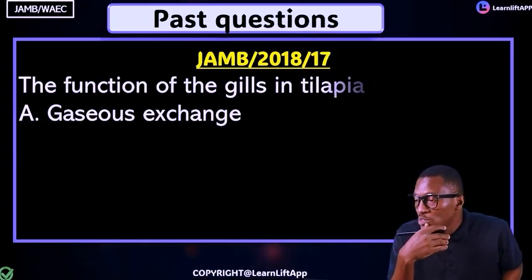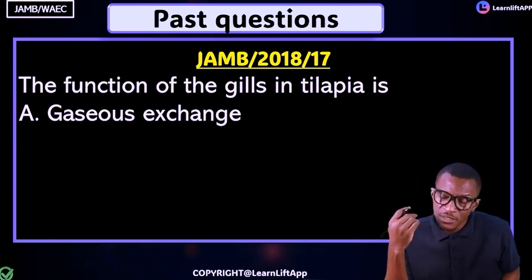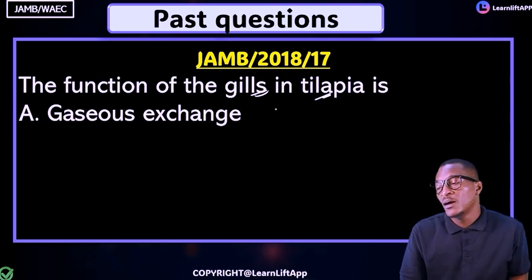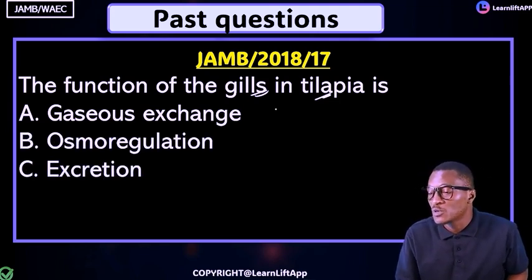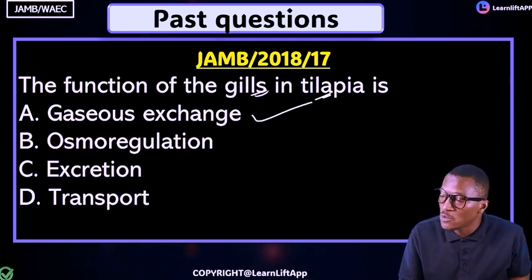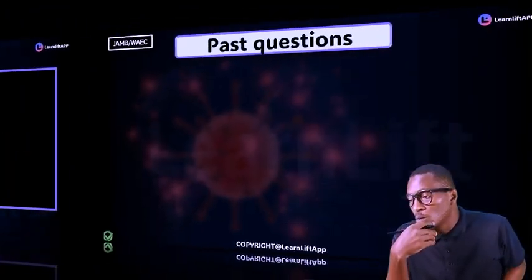Let's see past questions. JAMB 2018 question 17. The function of gills in tilapia. What is the function of gills? Gills in tilapia. A say gaseous exchange, B say osmotic regulation, C say excretion, D say transport. Everybody, what is the function of gills? Gills are for gaseous what? Exchange. Making option A the answer.